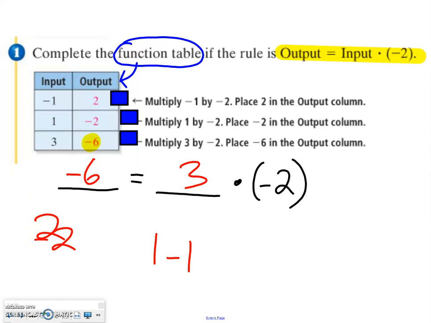It's a pretty simple thing, making a table. You put in some sort of value, you get out some sort of value based on what the rule is. In this case, it's a multiply by -2.